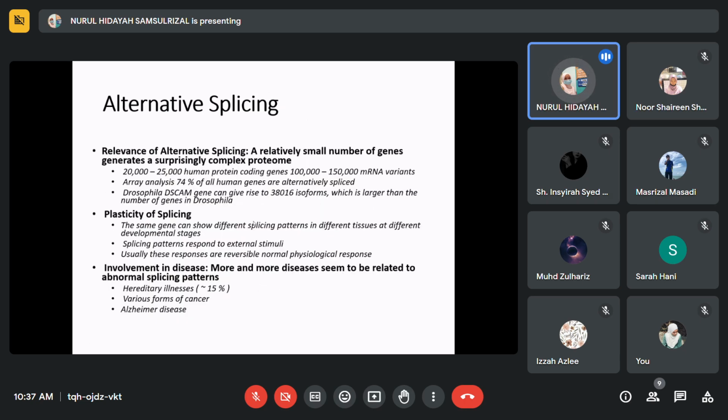Okay, so we have alternative splicing. This is the relevance. Kenapa kita perlu have the alternative splicing? Relevance of the alternative splicing, they will have a relatively small number of genes generate a surprisingly complex proteome, and then they have a plasticity of splicing. They will show you the involvement in the disease. More and more disease seem to be related to abnormal splicing patterns.